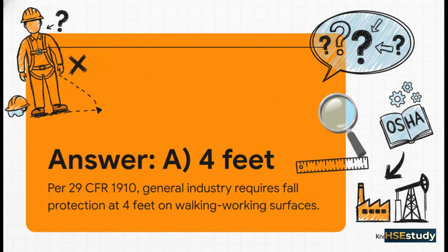And the answer is A, 4 feet. This is a massive trip-up point on exams. So many people remember that 6-foot construction rule and just apply it everywhere. But for general industry, on those walking working surfaces, the standard, 29 CFR 1910.28, says 4 feet. The big lesson here: you have to know which industry standard you're working under.